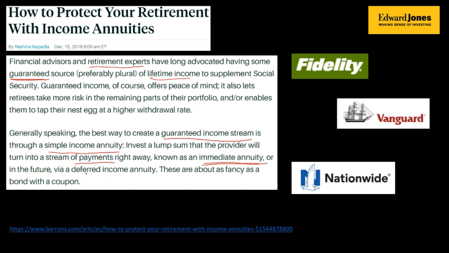Or you could buy a deferred income annuity. A deferred income annuity, as the name suggests, is when you pay some money as a lump sum to someone at Fidelity or Vanguard and say, hey, I'm investing this money with you right now, but please start making me these cash payments like 3, 4, 5 years from now. So these would be deferred in that sense.